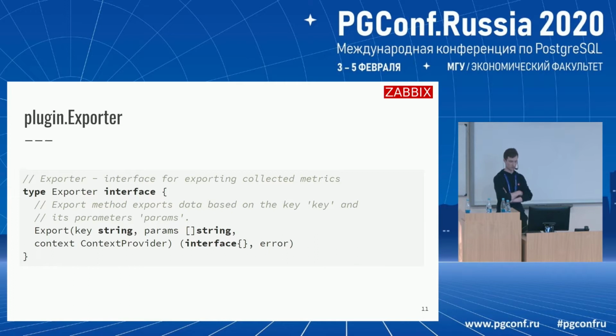Exporter is the most popular and frequently used interface for most plugins. If you know Zabbix, I can compare it to user parameters. This interface collects data upon request and returns one or several values or just an error. It is using a key parameter and context.